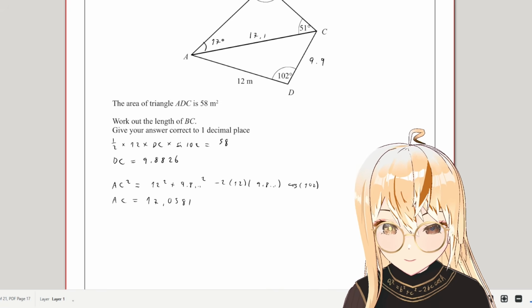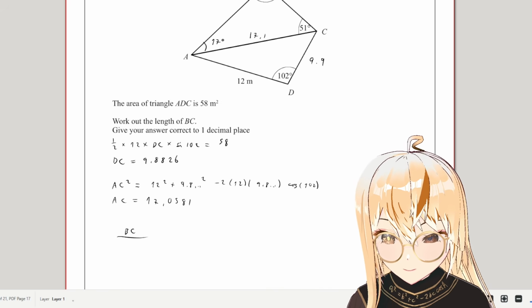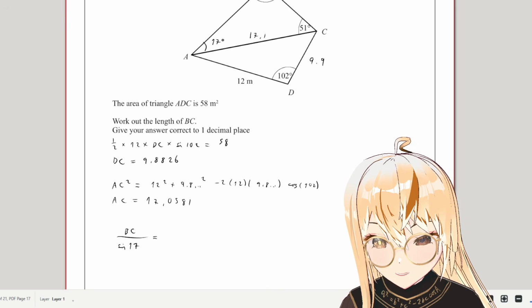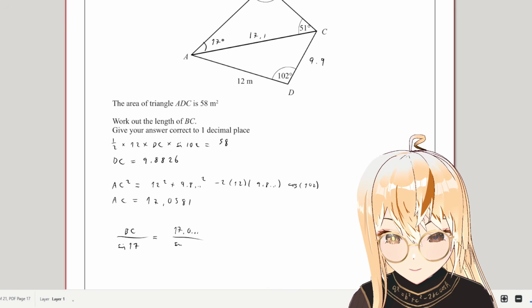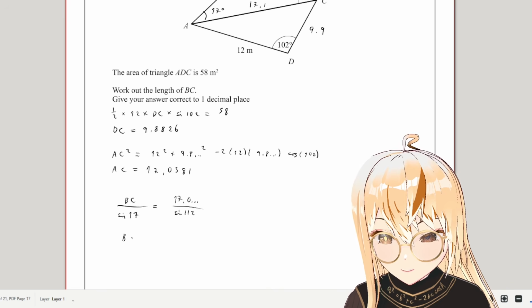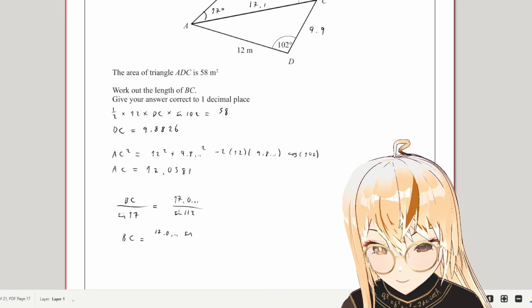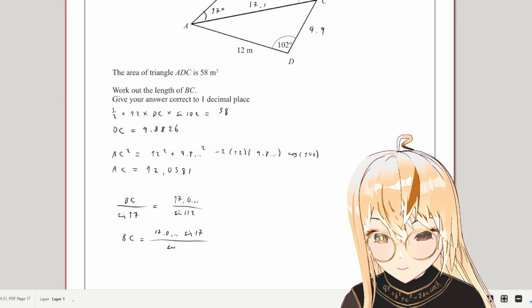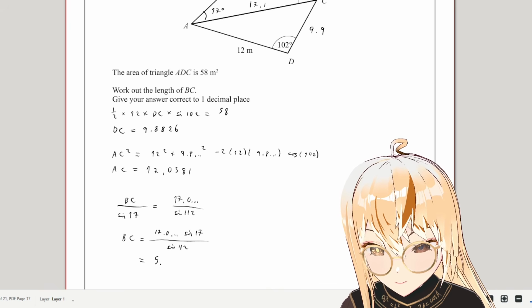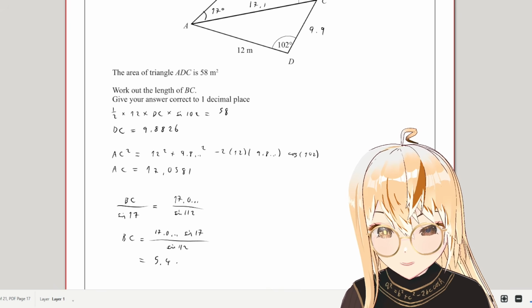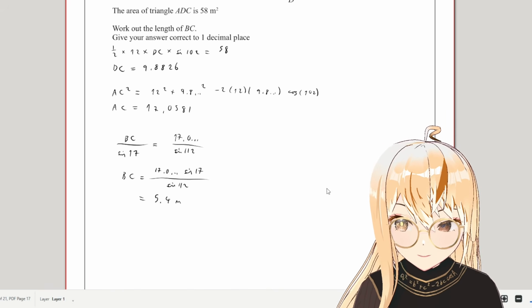And then what we're looking for? We're looking for BC. So BC over sine of it, which is sine 17, is equal to the length of 17.0 something over the sine of that one, which is 112. So BC is equal to 17.0 something sine 17 over sine 112, which is finally about 5.4. No, it's not centimeters, it's about 5.4 meters. It's a nice 5 marker.